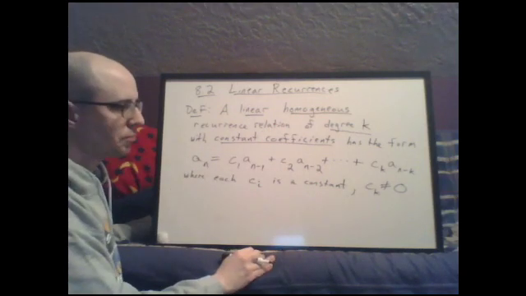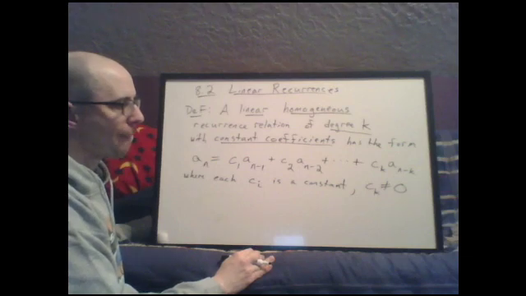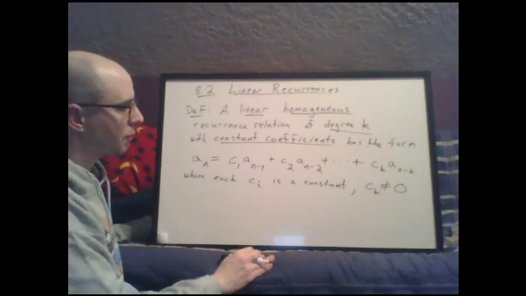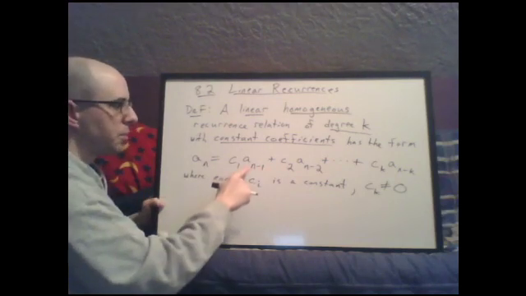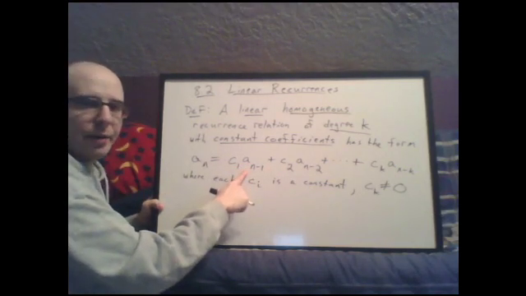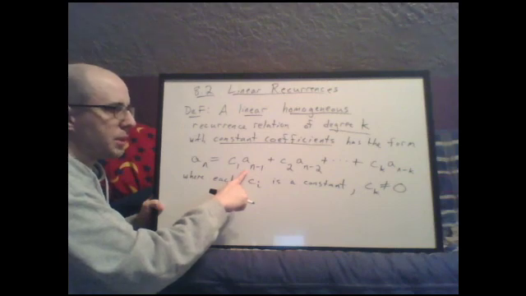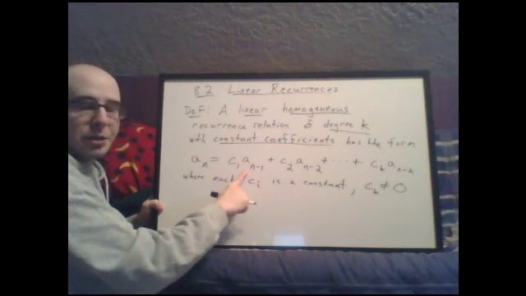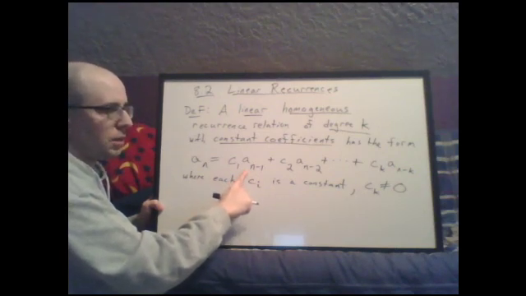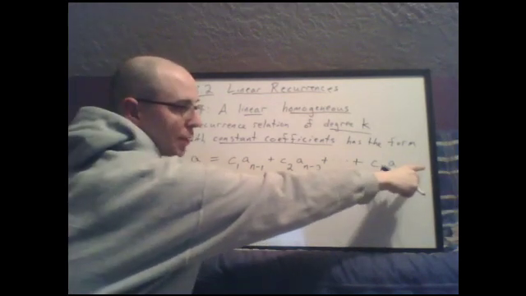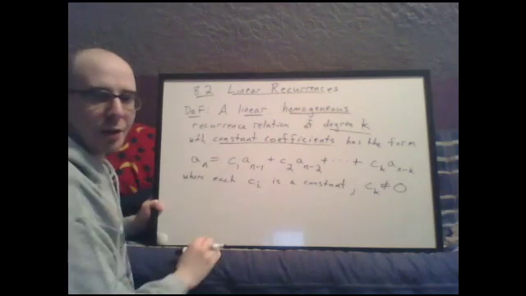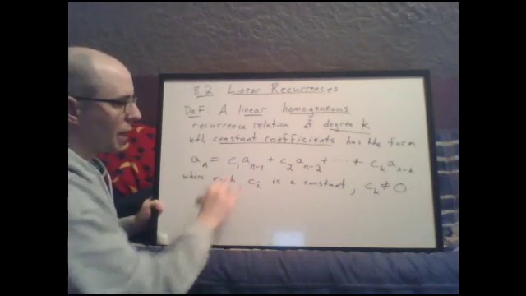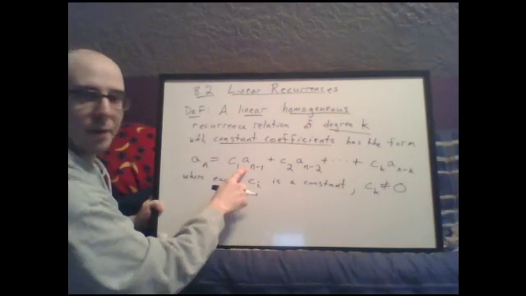Homogeneous refers to the fact that in this sum, every single term involves an a. Every single term in this sum involves an earlier term of the sequence. So if I put a plus 2 at the end of that with no a involved, that would be non-homogeneous. Every term has to have an a in it.